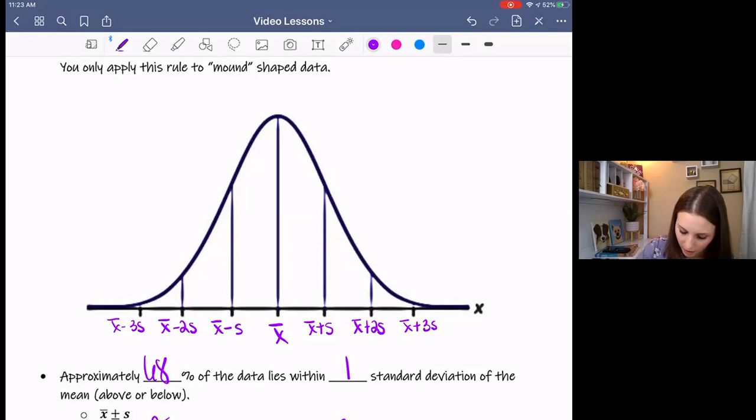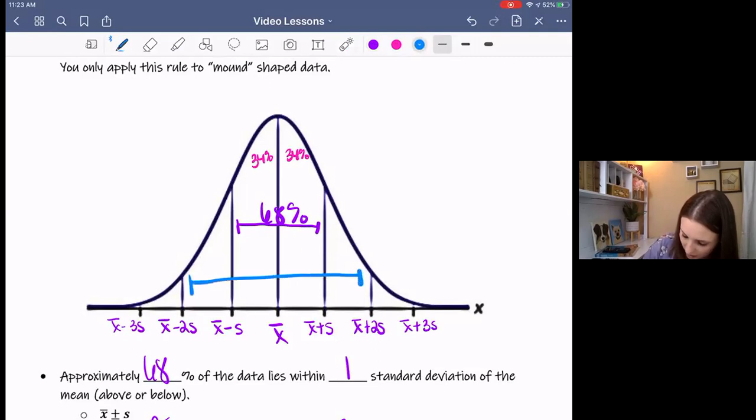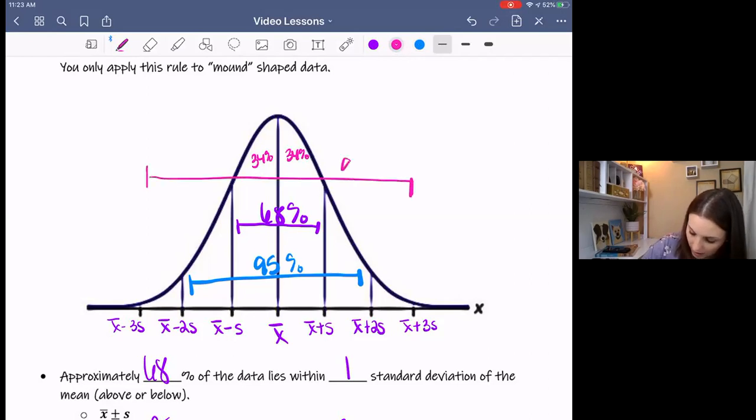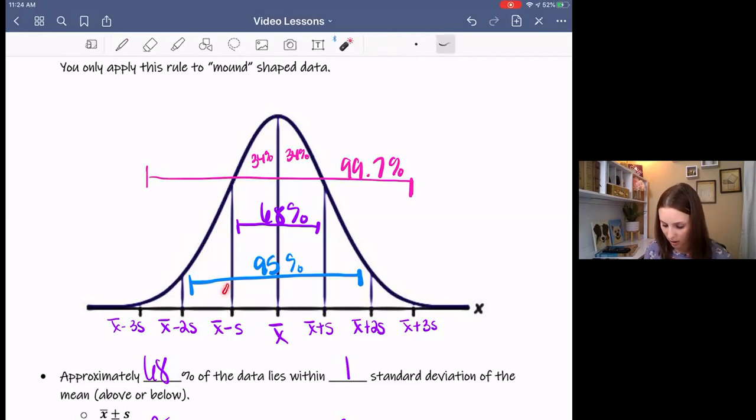We also know that this is 68% of the data, which means that 34% is here and 34% is here. So we're splitting it up. And we know that 95% of the data is within 2 standard deviations, either above or below. And we also know that 99.7% of the data is within 3 standard deviations above or below the mean. So there's that, and you could find these percentages by subtracting 68 from 95 and dividing by 2 to find those, but it's not super important. So we'll keep going.